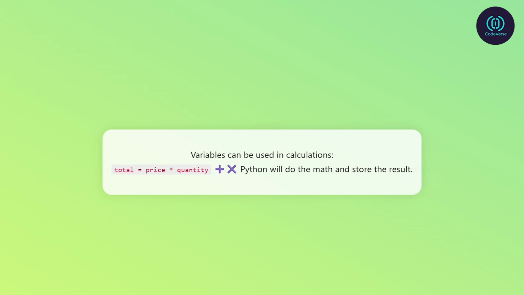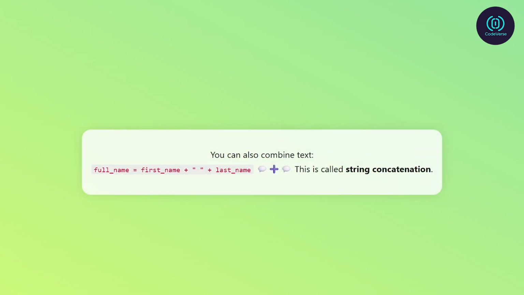And it's not just numbers, you can combine text as well. If you have first_name = "Alice" and last_name = "Smith", you can join them with full_name = first_name + last_name. This is called string concatenation, basically sticking pieces of text together.